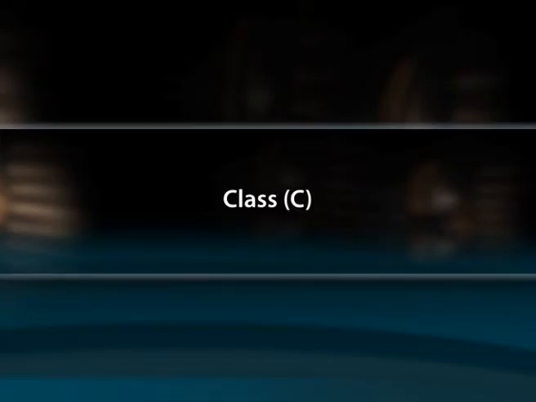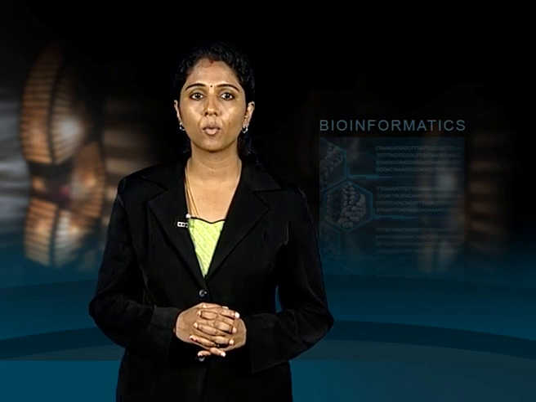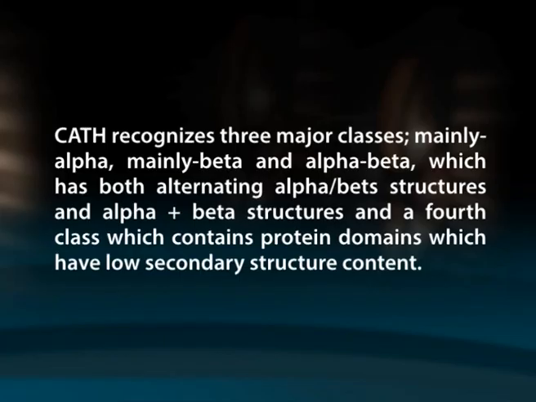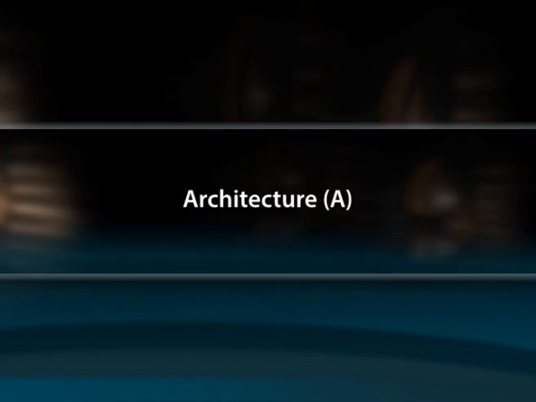Number 1, class. Class is derived from the secondary structure contents of proteins. It is assigned for more than 90% of protein structures automatically. CATH recognizes 3 major classes, mainly alpha, beta, alpha-beta, which has both alternating alpha-beta structures and alpha plus beta structures, and a 4th class which contains protein domains which have low secondary structure content.